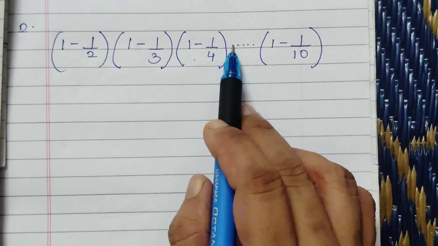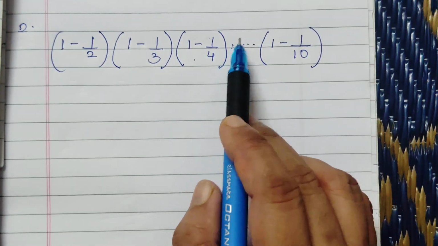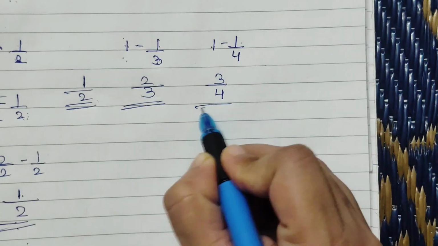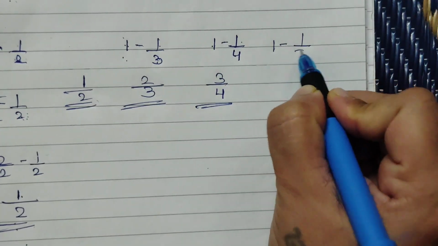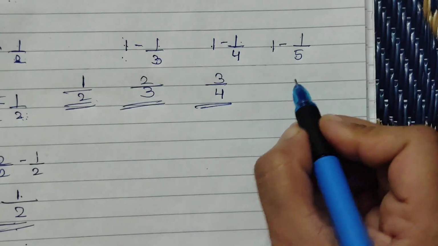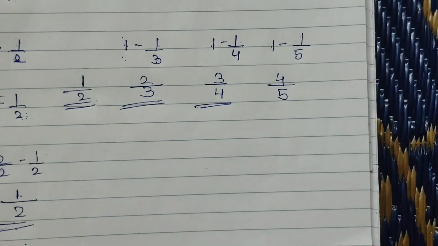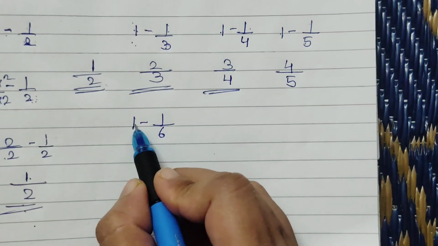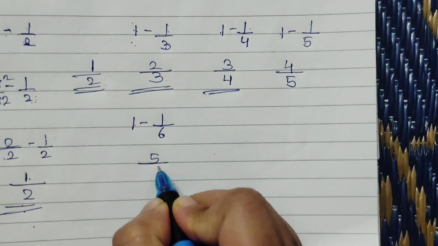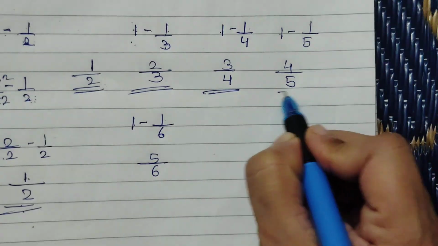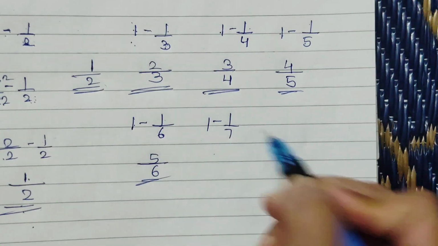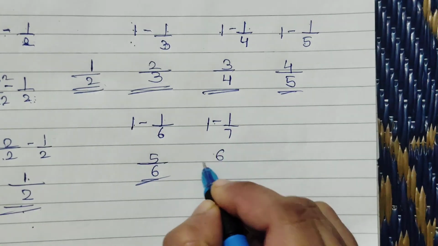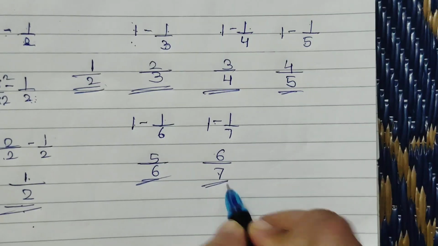Same way we will have, the dots they have given mean continuation. 1 minus 1 upon 5, 1 minus 1 upon 6. So we'll see for all of them. Okay, so 1 minus 1 upon 5: 5 ones are 5, 5 minus 1, 4. So 4 upon 5 we get. Then 1 minus 1 upon 6, what we get? 6 ones are 6, minus 1, 5 upon 6. Then 1 minus 1 upon 7, what we get? 7 ones are 7, 7 minus 1 is 6, and the denominator we write, 6 upon 7.